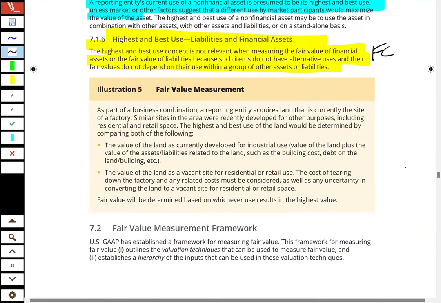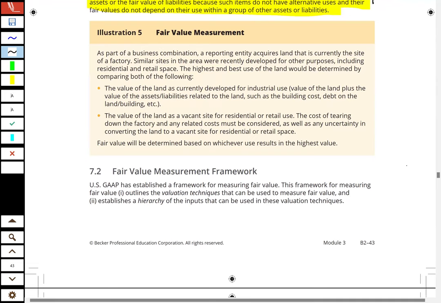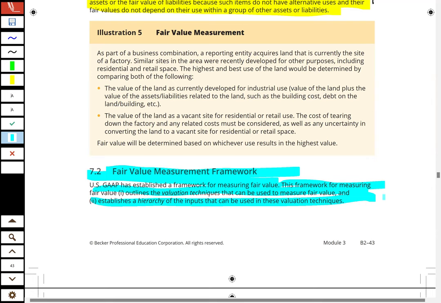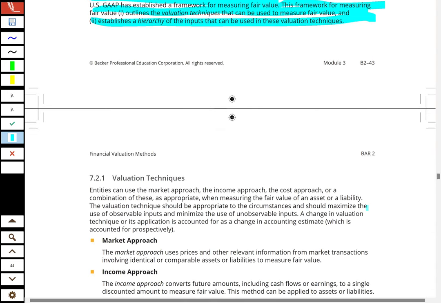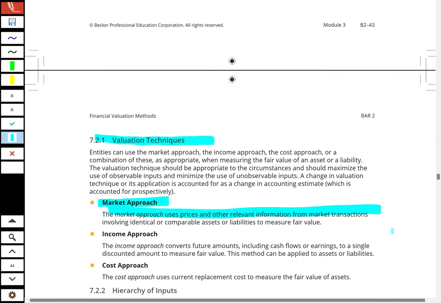Okay. And US GAAP has given us a framework for measuring fair value. And this framework can be used to measure fair value and establish a hierarchy of inputs. Now, when we look at the valuation techniques that we can use, we can use the market approach, use prices and other relevant information from market transactions.